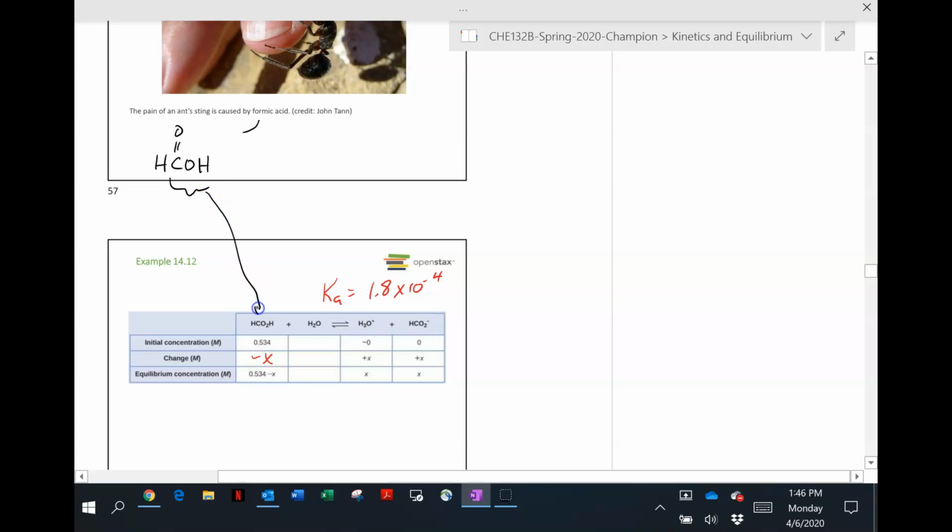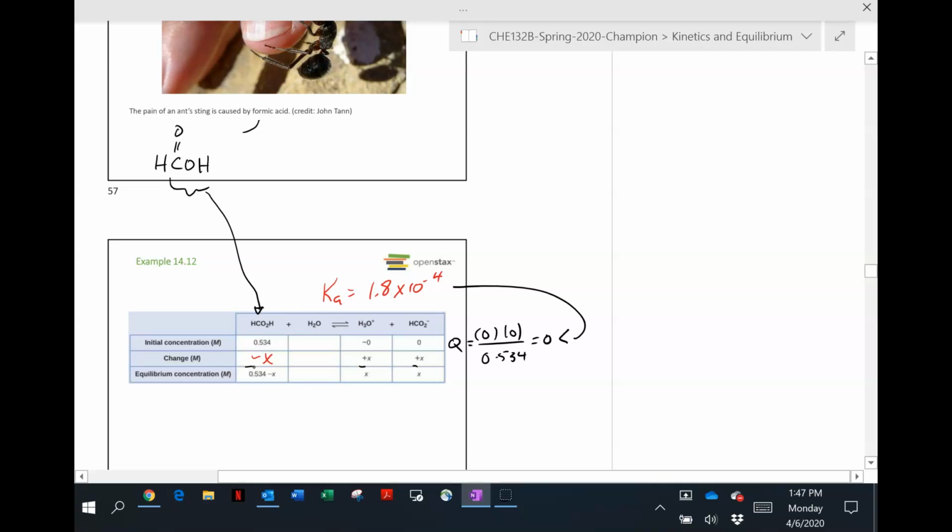and that's the same formic acid there, HCO2H. And in this problem we were given that the Ka, and this is taken from your book, the Ka is 1.8 times 10 to the negative fourth, and we have our ICE chart set up. They had left out the minus x here under the change line, but you see here Q at this point is 0 times 0 over 0.534.